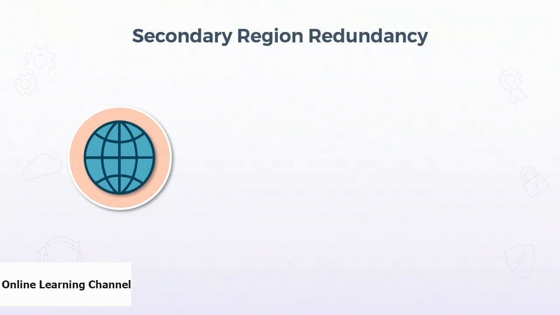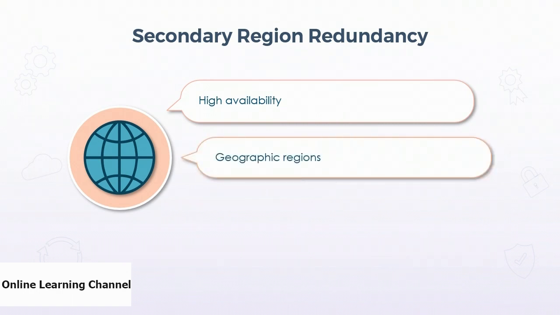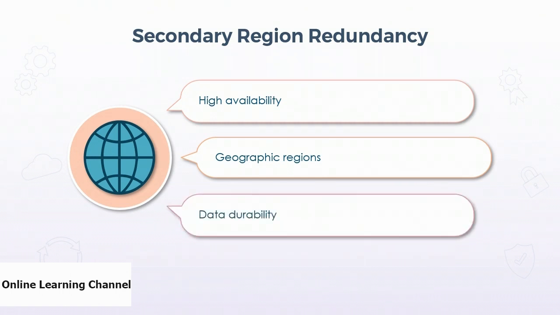Secondary region redundancy. So what happens if the region you're using and all of the availability zones inside that region go down? That's why we need to have secondary region redundancy in some cases. This can be used to increase the high availability of your application because your data is then replicated in a totally different geographic region than your primary region. This could be in different parts of your country or in different countries altogether. This allows your data to be durable in case of a regional outage or disaster in the primary region.